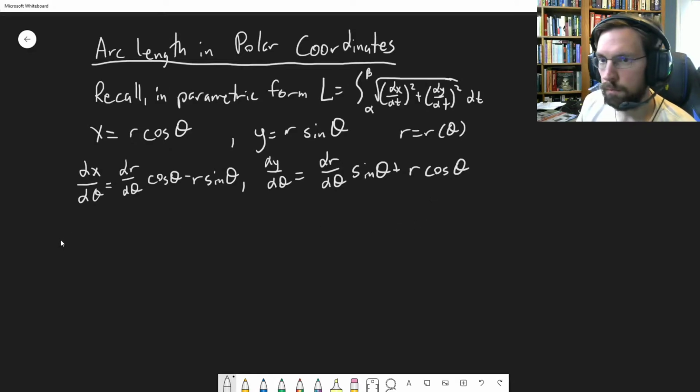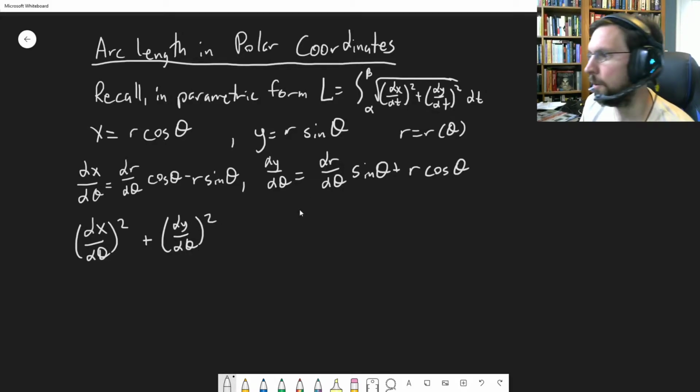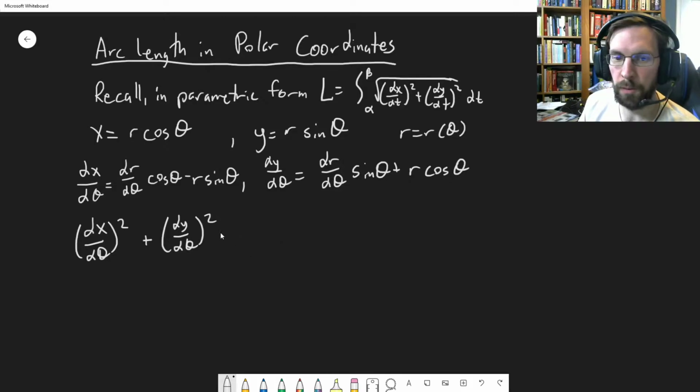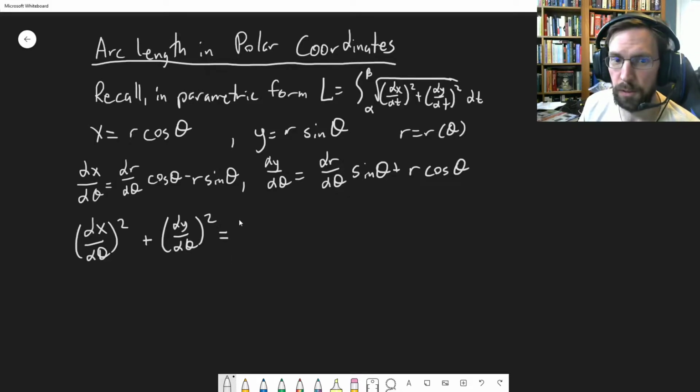Okay, but if we're going to use our parametric form, I'm going to simplify this a little bit and then we'll bring this together at the end. What happens if we add the squares of these two derivatives together? Okay, this may seem like a mess, but stick with me. We'll get through this and it's really pretty easy at the end.